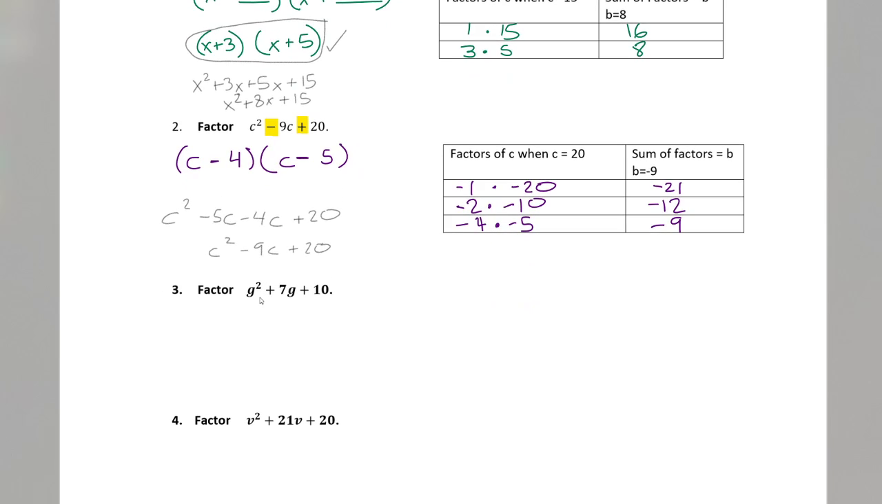The next one, we have a positive and a positive. So then if we were to have this type of setup, we could write it down here. So we're looking for something that when they multiply together we get something that multiplies to be 10, but adds to be 7. They're both positive, so that means then our factors are going to be positive. So g plus something times g plus something. Let's find out what these factors are going to be.